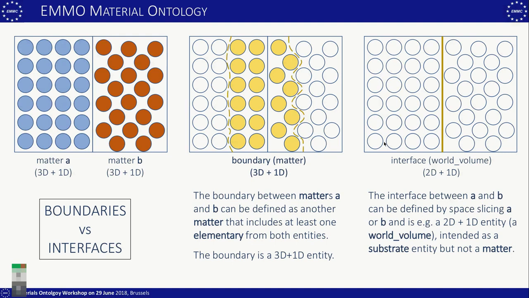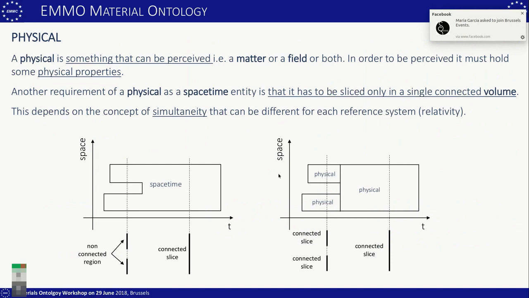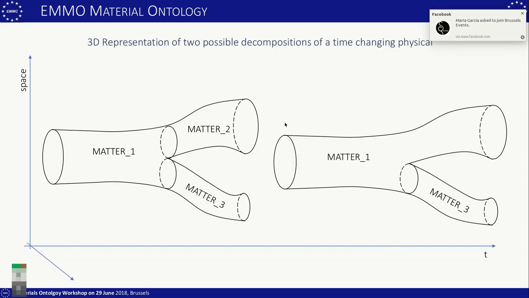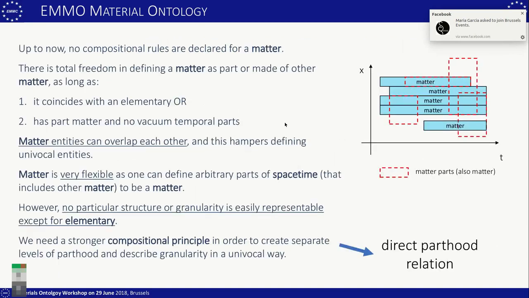So by separating and by restricting matter to only 4D, only space-time, and leaving the geometry to other topology branches, we can easily distinguish between the boundary which is made of matter and the boundary which is made only of geometrical or topological entities. A physical is something that can be perceived as a matter or field. I already gave you this example. But matter itself is very general.